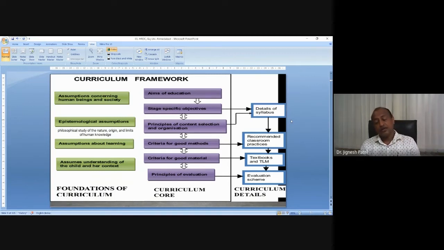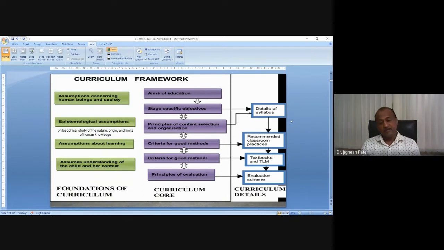Then later on, criteria for good material. Textbooks and teaching learning material should be available to the students. According to the availability of material as well, we have to frame the curriculum. If we are framing the curriculum and the materials and reference books are not available, then students might get confused, or they might not get good reading material on the basis of which they can develop their understanding regarding the issues, problems or content selected in the curriculum.